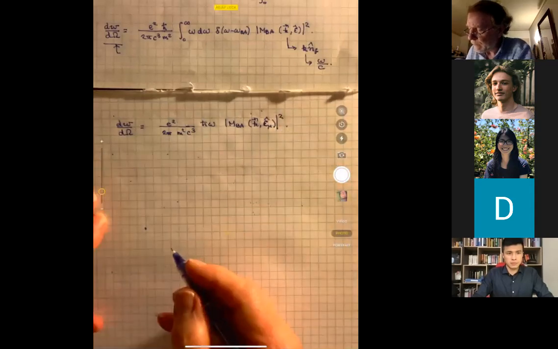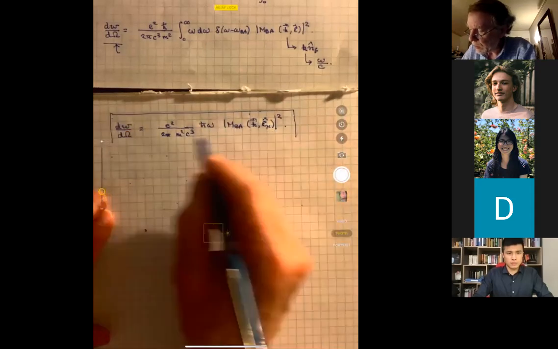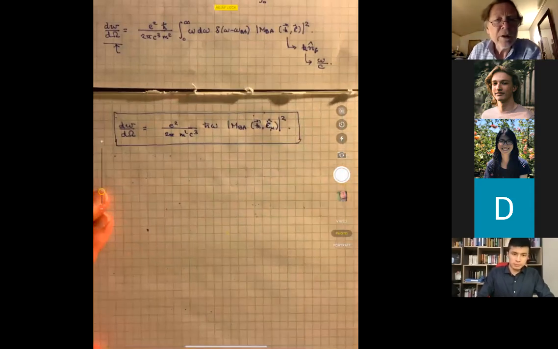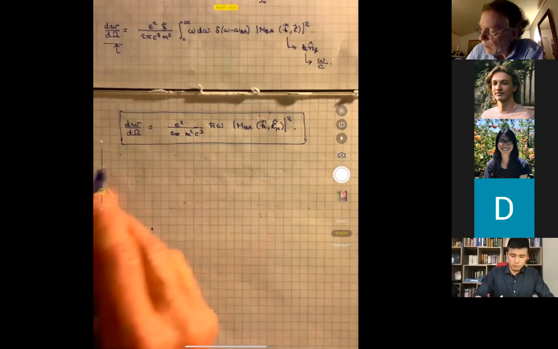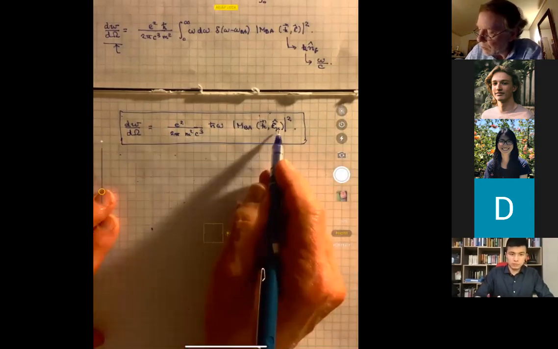All right, and let me box that, because this is a major result of this calculation. This is giving us the differential transition rate. By the way, the right-hand side still depends on the polarization of the photon.